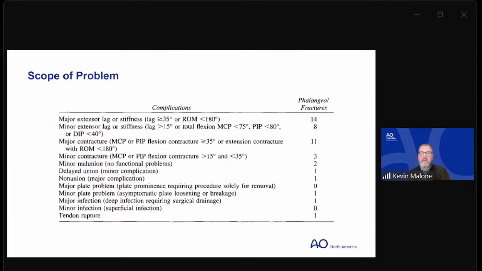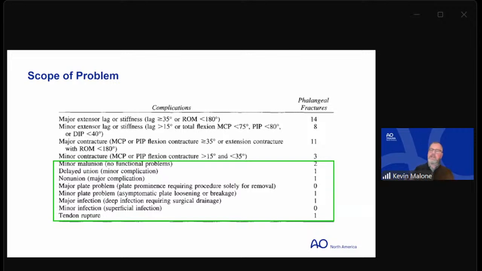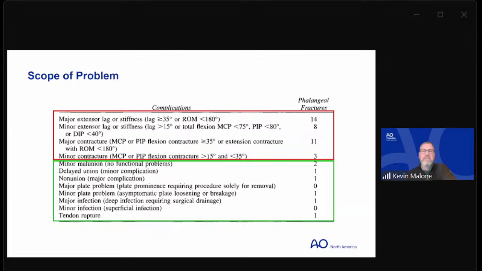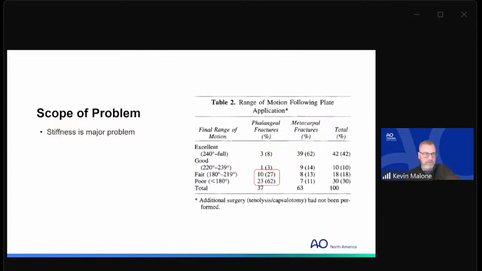So this is a summary of the types of complications you might see from management of patients with phalangeal fractures. And the bottom part here in the green box, certainly not to discount or discredit these: malunions, delayed unions, plate problems, even infection and tendon rupture. But you can see how relatively uncommon these types of complications are compared to those in the top box, with stiffness and contractures. And so we're going to focus, for the sake of time, on these top box issues here.